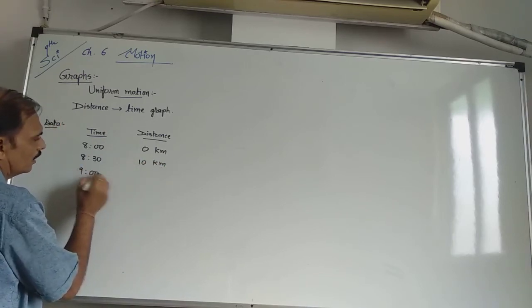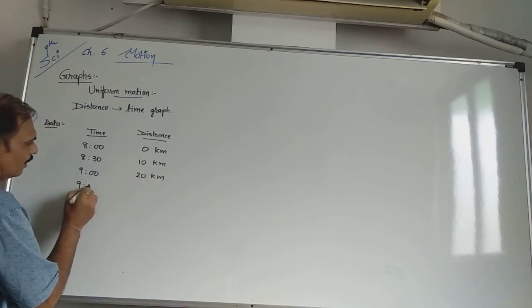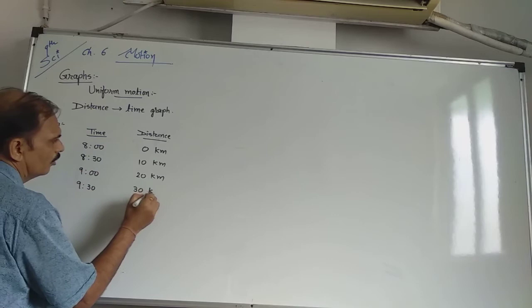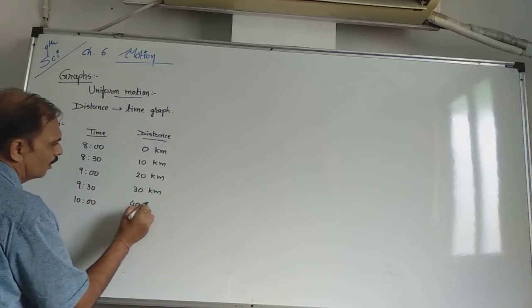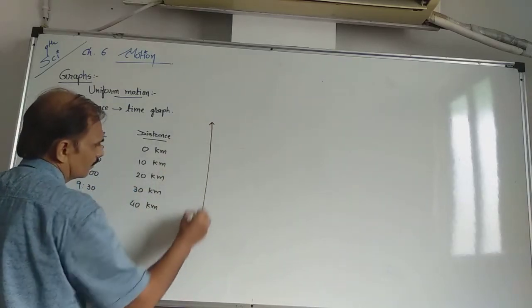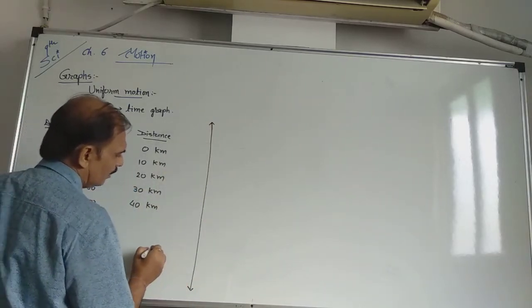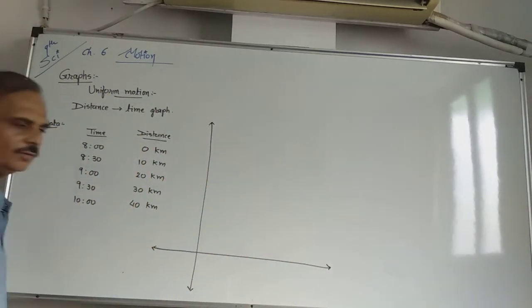At 9 o'clock, the distance covered is, suppose, 20 kilometer. At 9:30, the distance covered is 30 kilometer. At 10 o'clock, the distance covered is 40 kilometer. Okay? And if you draw the graph, we use the first quadrant because both terms are positive.